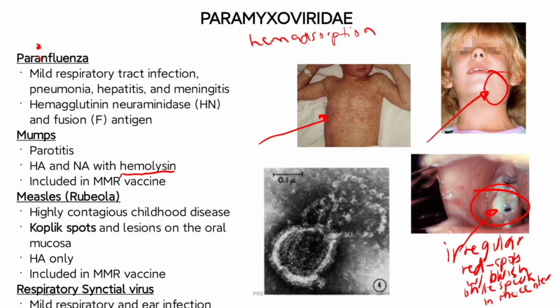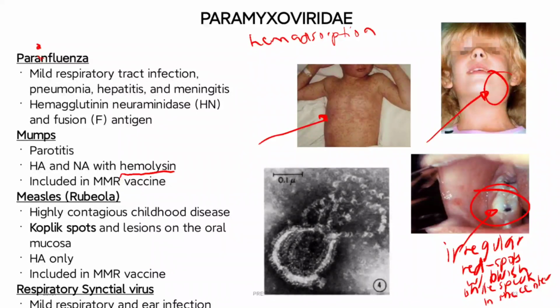Ang measles, hemagglutinin antigen lang meron siya. Okay? So, again, kasama siya sa MMR vaccine. So, sino yung kasama? Si mumps, si measles. Yung R, mamaya pa natin makikilala yun. And lastly, we have the respiratory syncytial virus. So, ito naman, mild respiratory and ear infection.